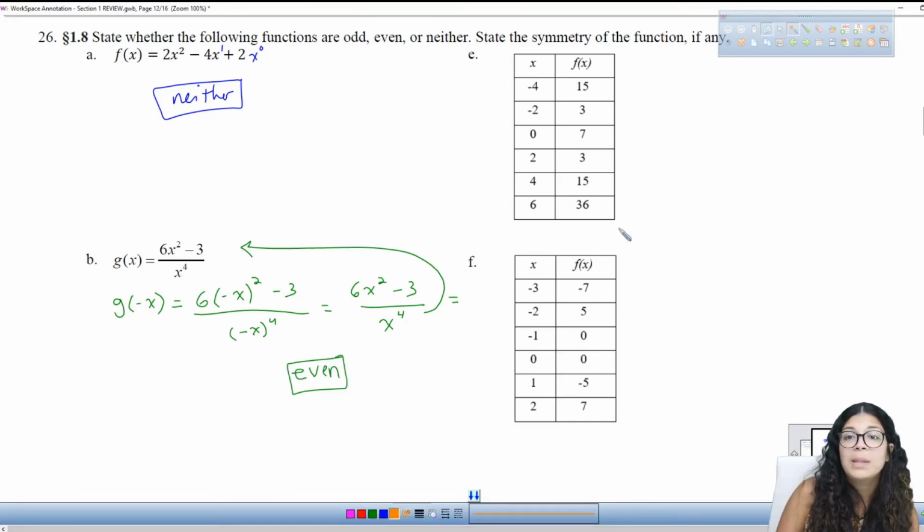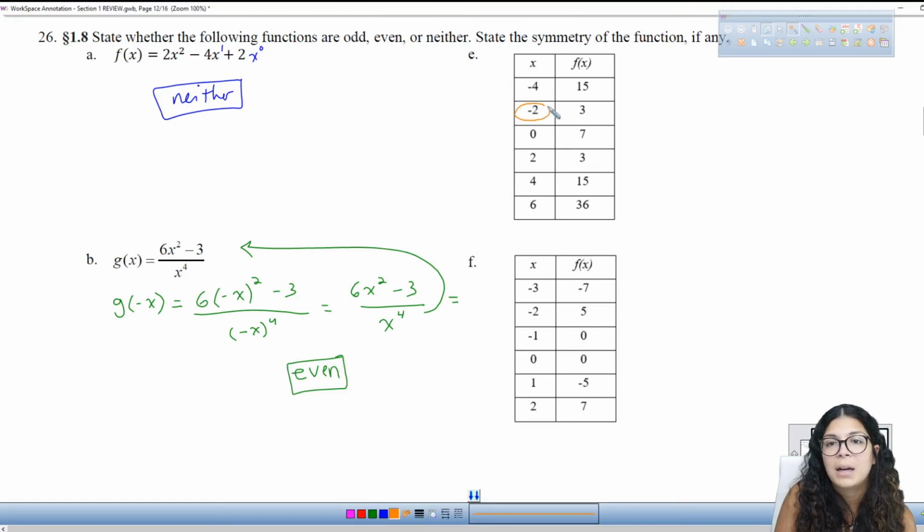Okay, remember with tables, you want to take a look at opposite numbers. -2, 2, -4, 4, right? And look at the outputs. If the y value is the same, right? If the output is the same for opposite x values, then that is even.